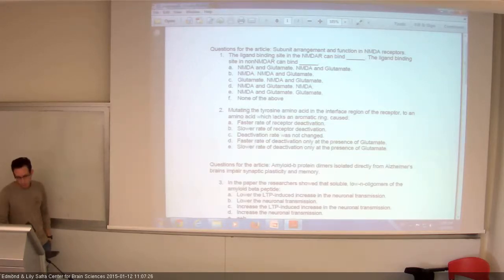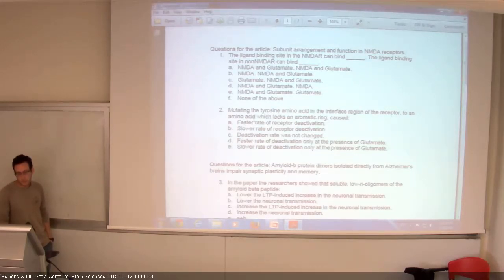So it's E. Mutating the tyrosine amino acid in the interface region of the receptor, the interface where the two subunits interact with each other, to an amino acid which lacks an aromatic ring, so tyrosine has an aromatic ring. So again, mutation to an amino acid that lacks an aromatic ring caused what? First of all, did it affect the rate of receptor deactivation? It has an effect. And now the question is, in which direction? Lower rate of receptor deactivation? No, faster. So I already gave the answer.